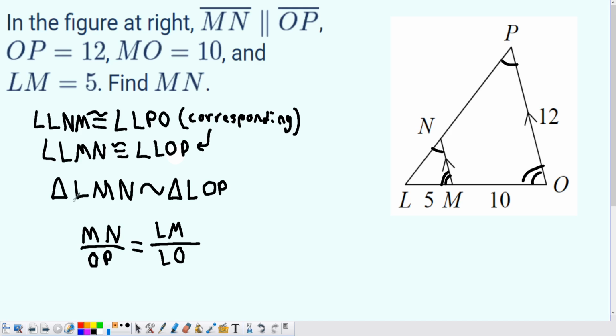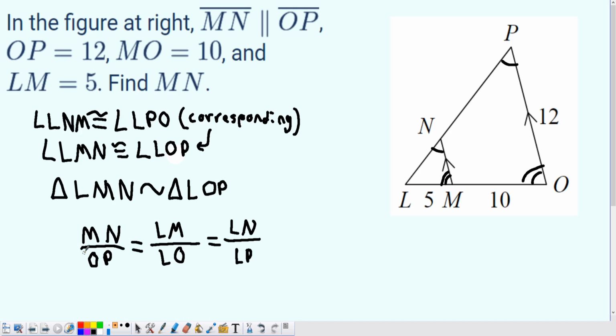Now, notice I started with MN, which comes from the smaller triangle, and then on the denominator I put OP from the bigger triangle. You have to do the same thing in your other ratio. LM is the side of the smaller triangle, and LO is the bigger side. And the last ratio we could write is LN and LP.